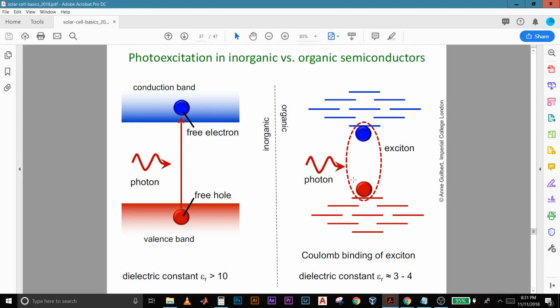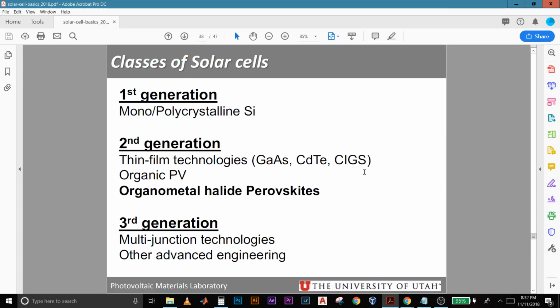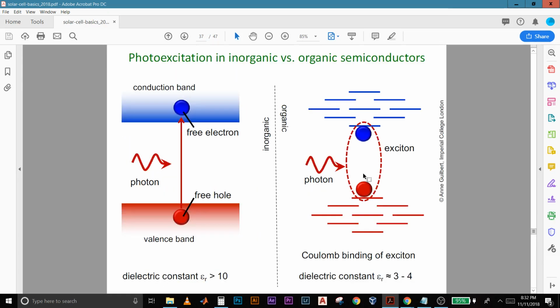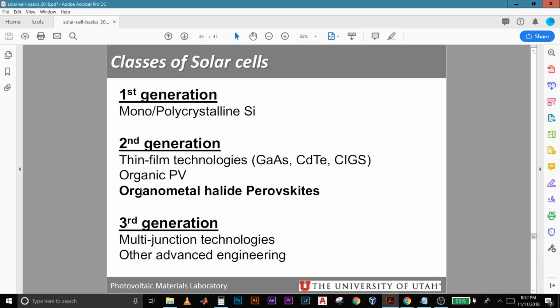And when a photon is absorbed, what we get is a creation of an exciton pair, which is responsible for electric current generation. This type of technology can also be used to generate solar electricity, solar power. And lastly, we can combine these two technologies to get organometallic halide devices, which are called perovskites.